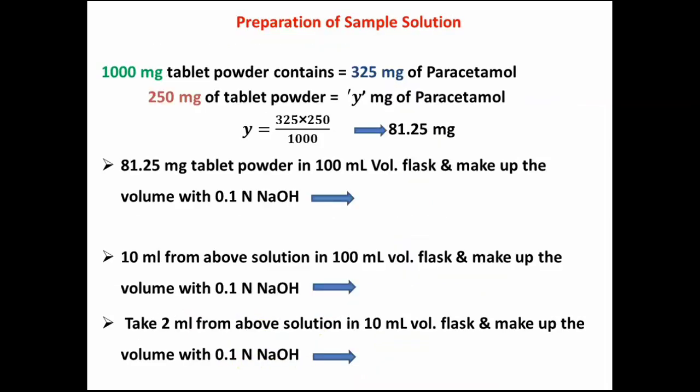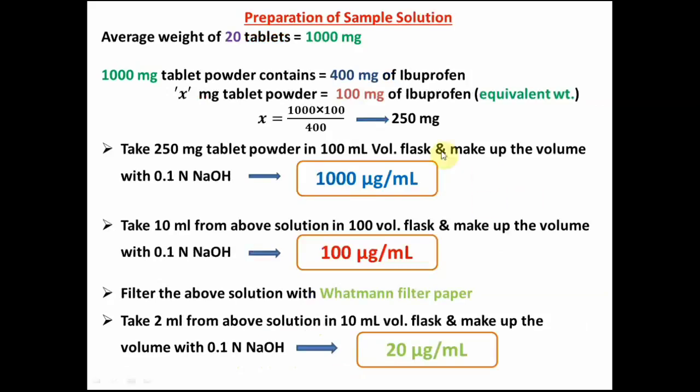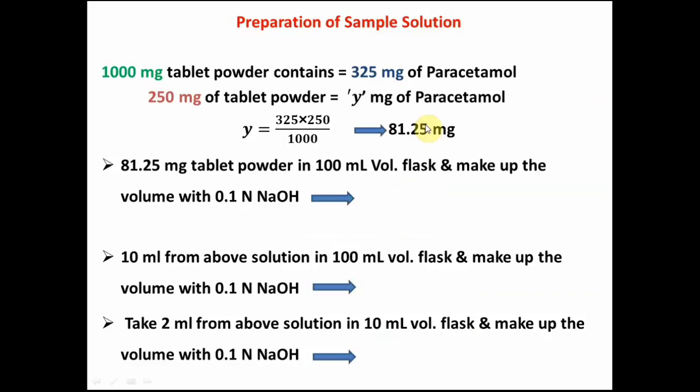So here we have taken 250 mg for 100 mg of ibuprofen. In that 250 mg of tablet powder, how much will be paracetamol? So we have done cross multiplication. We have got this value, that is 81.25 mg.